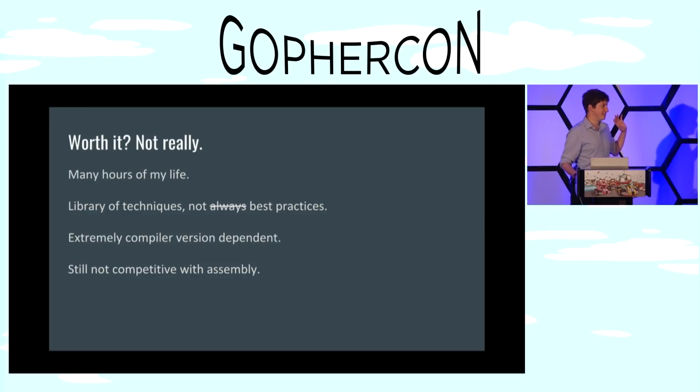I have spent many hours of my life on this. Obviously, I love it. I love writing fast code. And sometimes when you need it, you just don't have a choice. But the things that I have just spoken about are really more of a library of techniques and definitely not best practices. Also, everything is extremely compiler version dependent. All of this has changed before, and it will change again. Go 1.11 changed a bunch of this stuff, like literally a couple weeks ago, if even that.